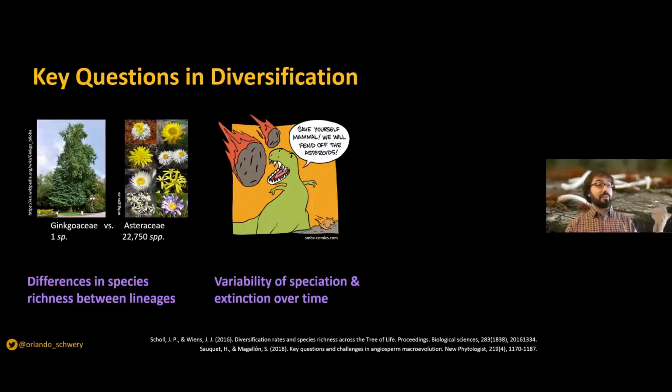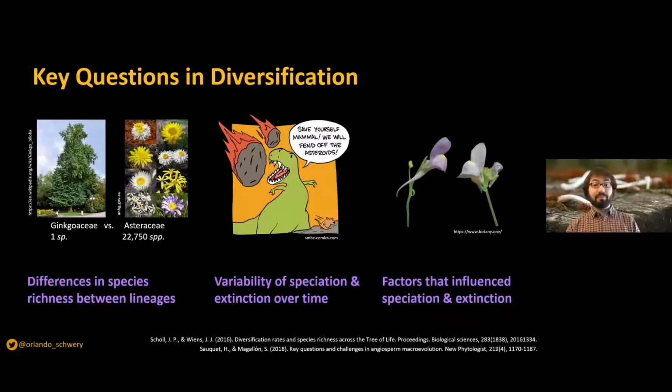We also ask ourselves, how did speciation and extinction vary over time? Because remember, there were times when things died out a bit more and other things originated a bit more. And then, of course, we also wonder, what might be things that have influenced these dynamics in diversification? Like the classical example of flowers with nectar spurs that seem to have higher speciation rates than flowers without.